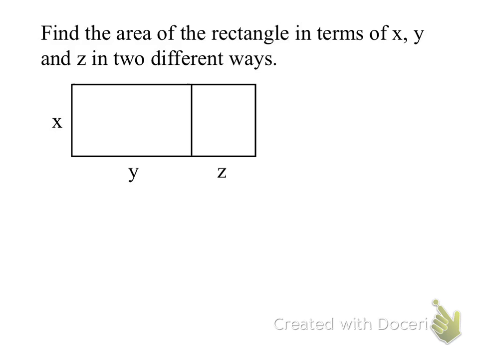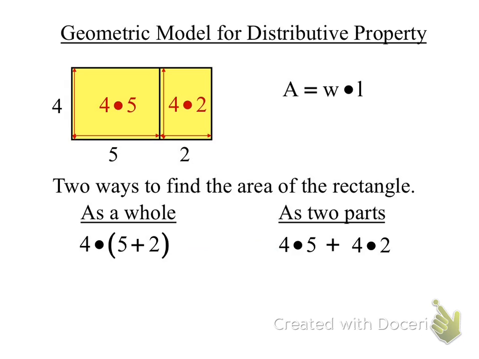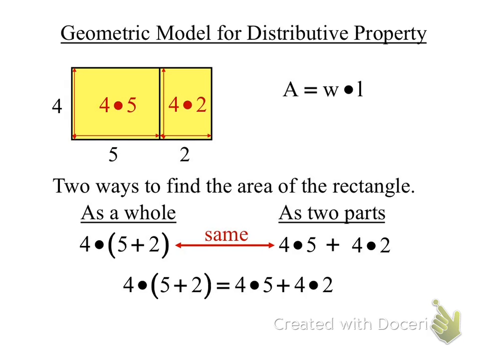4 times 7, let's go back. Okay, 4 times 7 is equal to 28, and 4 times 5, simplify right underneath, is equal to 20 plus 8. They both make 28.